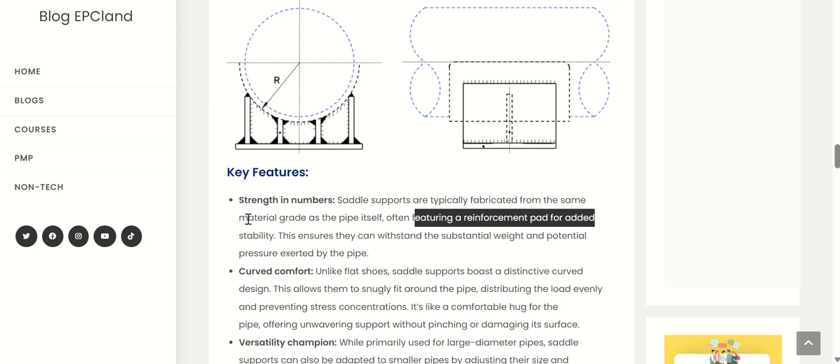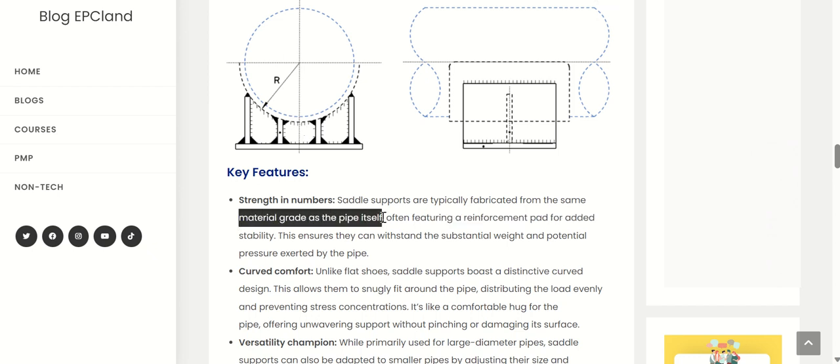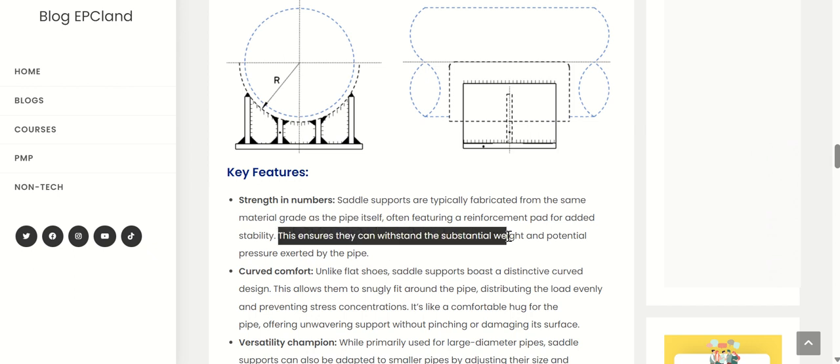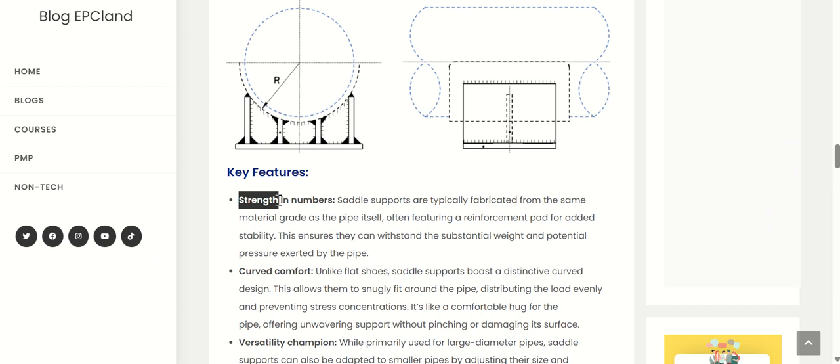Along with that, the material grade of these supports is, in most cases, similar to the pipe. That means the saddle supports can withstand the substantial weight and potential pressure exerted by the pipe. So this is how the strength is important here, which is added by these pipe supports.